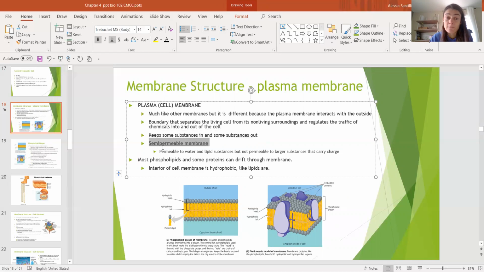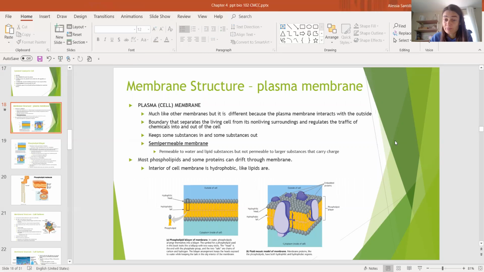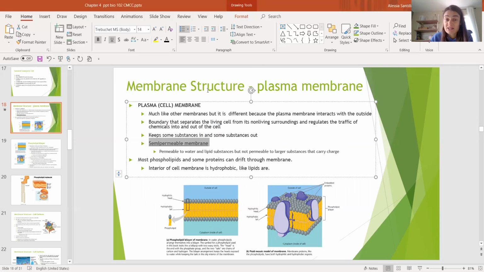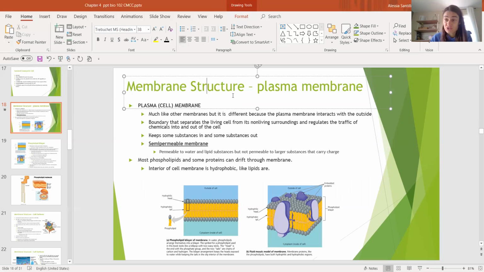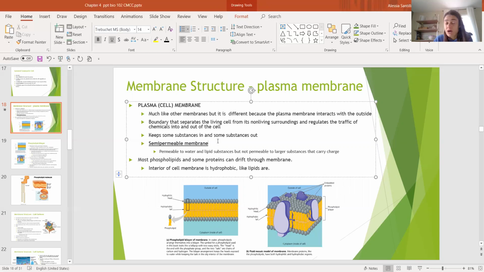You're going to be hearing this a lot. It's a semi-permeable membrane. Semi means half. So half permeable to some things and not permeable to other things. So it's permeable to water and lipid substances, but it's not permeable to larger substances that carry a charge. The reason why it's semi-permeable is actually because of its structure. See, this is the reason why we look at structure to figure out how it works. The reason why things like water and lipids can go through, but bigger things like proteins can't, is because of its structure.